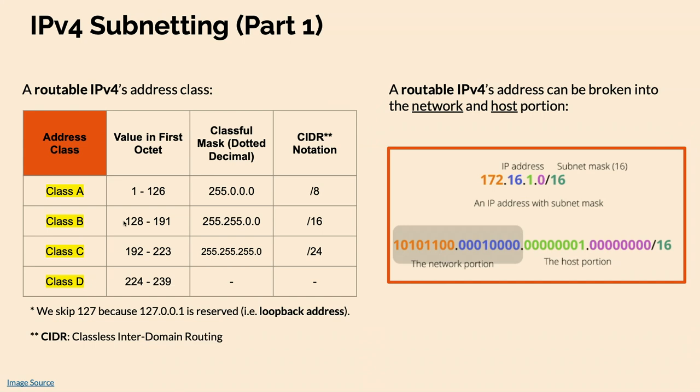We skip 127 because that's a special address known as a loopback address, which is basically the address of the host. That's not a routable IP address. 127 in the first octet is not routable. So 128 to 191, that's class B. 192 to 223, that's class C. And 224 to 239 is class D.